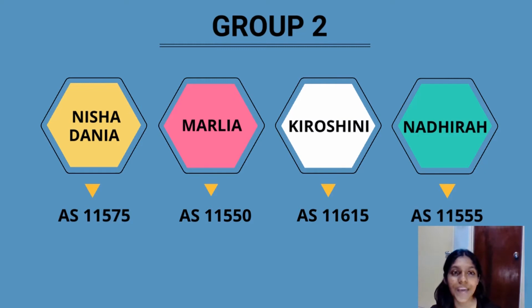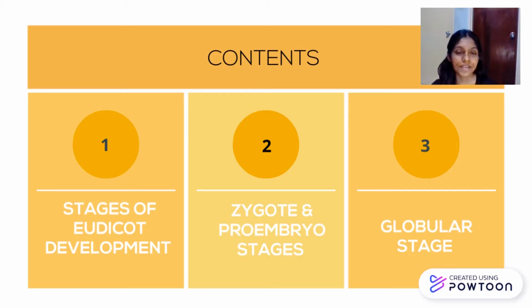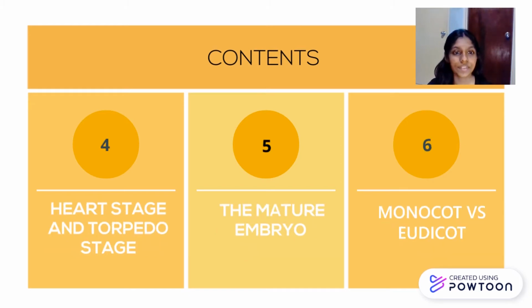In Group 2 we have 4 people: Nisha Danya, Marlia, Hiroshini, and Nadira. In the video we'll be talking about the stages of dicot development: zygote and pro-embryo stages, globular stage, heart stage and torpedo stage, the mature embryo, and monocot versus dicot.